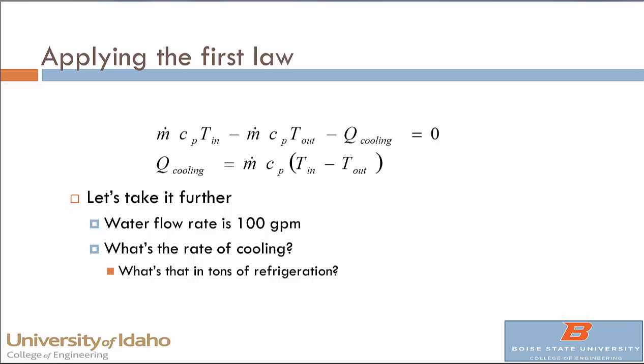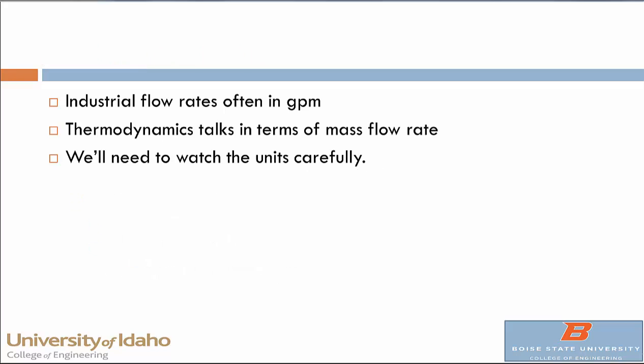So let's put some numbers to this. Let's say the water's flowing at 100 GPM. We want to know what's the rate of cooling, and how we might refer to that in a typical operation. In industrial systems, we talk about cooling capacity in a unit of ton of refrigeration. So we're going to cover all those.